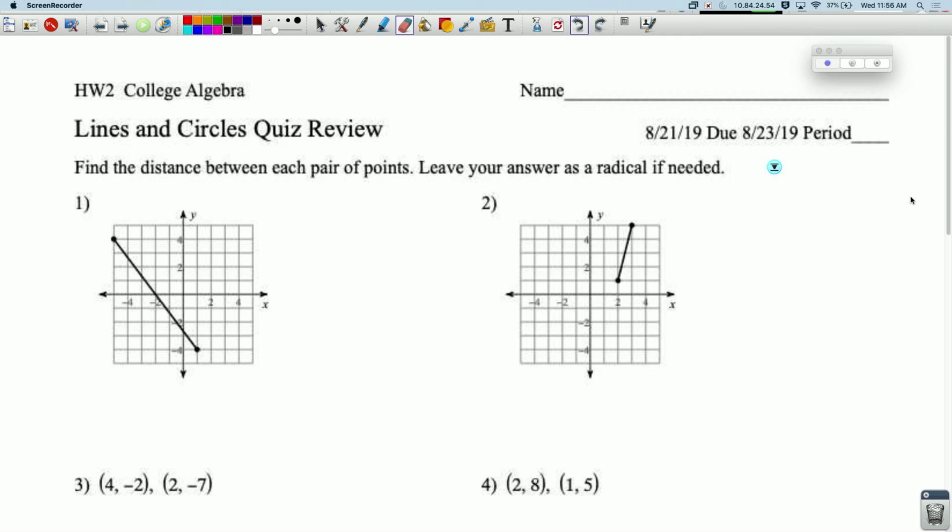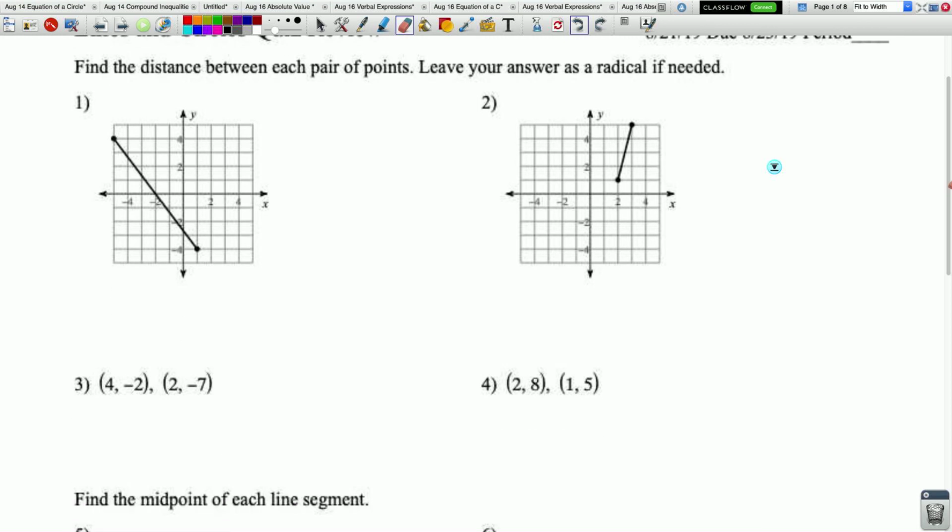Lines and Circles Quiz Review. Let's get started with problem number 1 here. We need to find the distance between each pair of points. Leave your answer as a radical as needed.